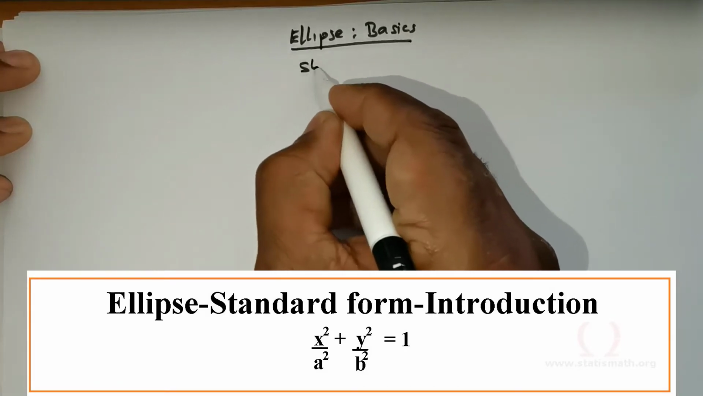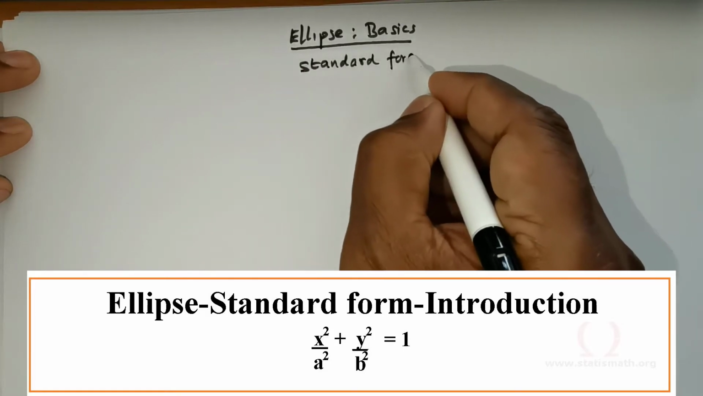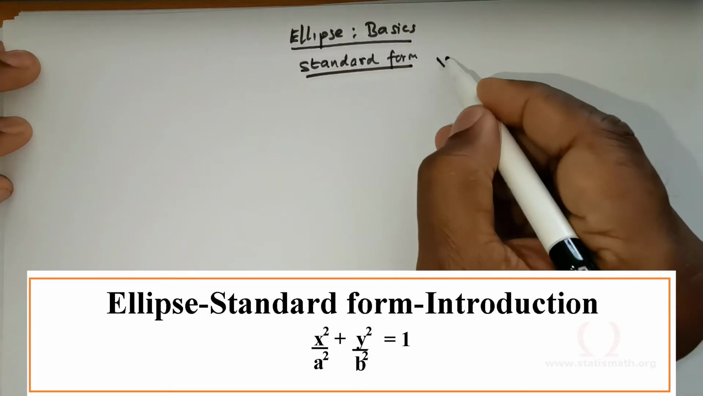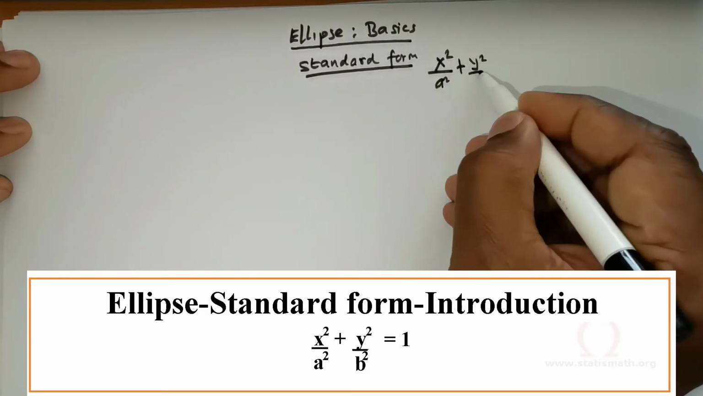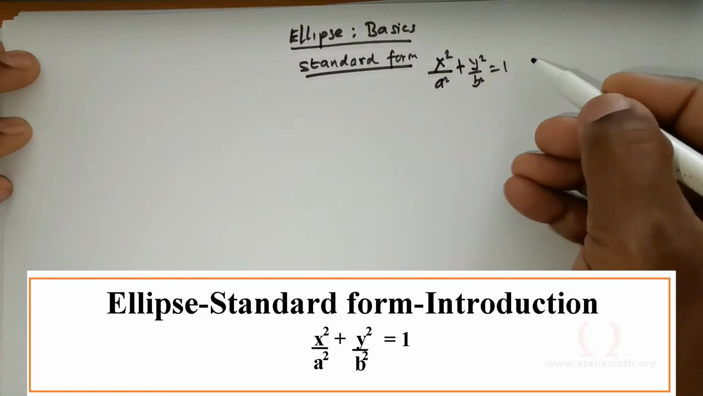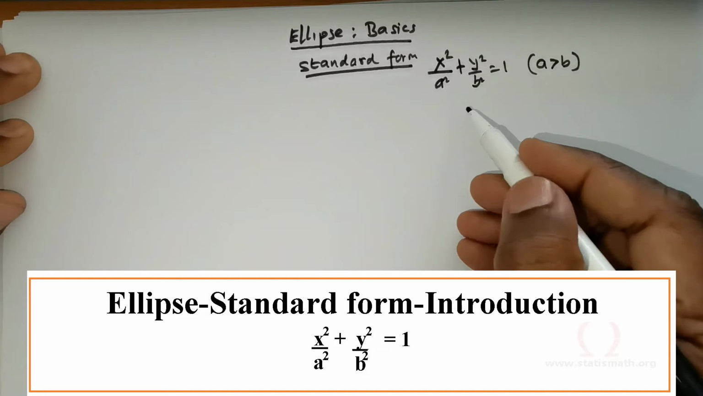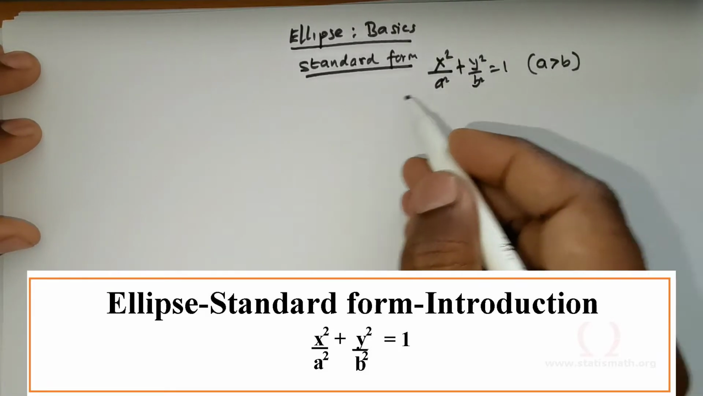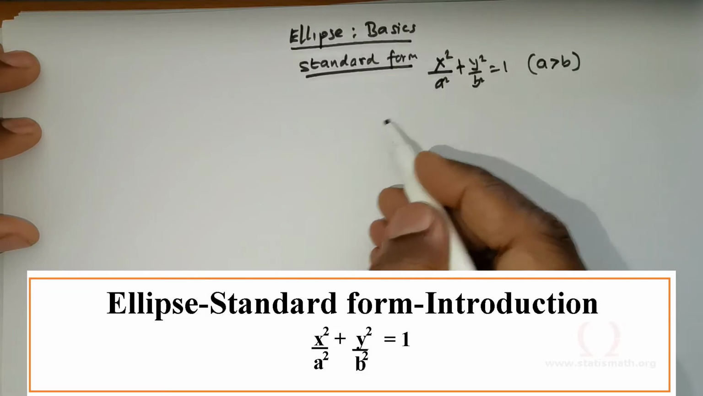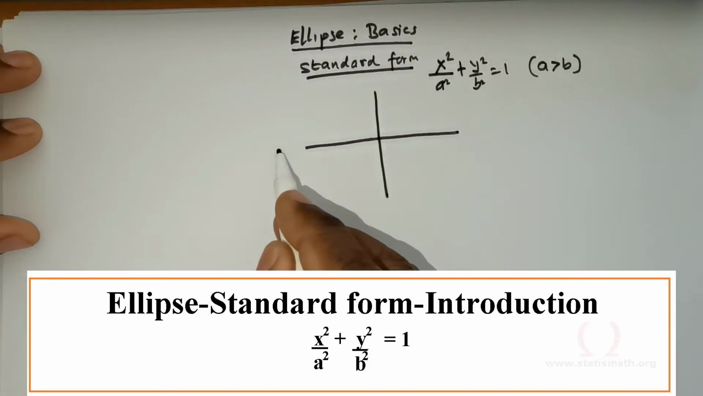Now we will be talking about the standard form of the ellipse, which is x squared divided by a squared plus y squared divided by b squared is equal to 1, with a being greater than b. Now the value of a greater than b will determine how exactly the shape is. In this case the shape of the ellipse will be in this fashion.